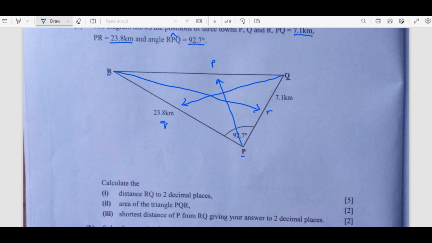So the distance RQ, we are moving from R going to Q. This distance is what they've asked us to find. In this case, whenever you've been given an angle and 2 sides, that is a cosine rule. You're going to use a cosine rule. But in an event that they've given you 2 angles and 1 side, it means that you're going to use a sine rule there. So here we're going to go direct to the question.